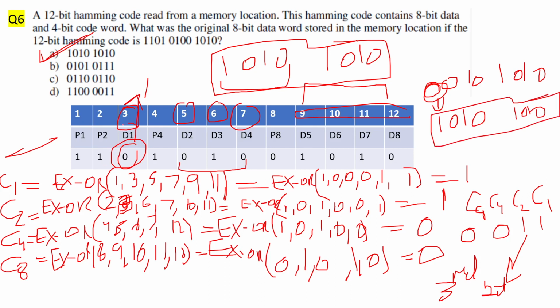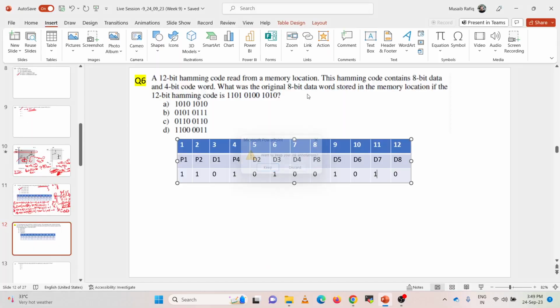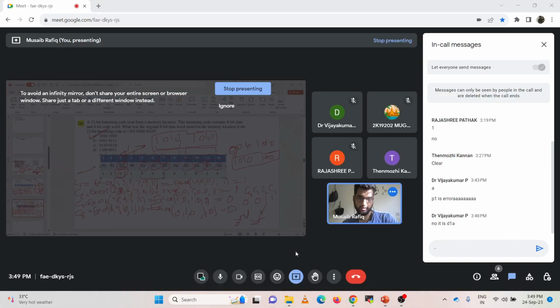So these are my data bits, right? D1, D2, D3, D4, D5, D6, D7, D8. And these are my parity bits, this one. I found out the error is at 3. I corrected that and I wrote the original data word. It's clear?